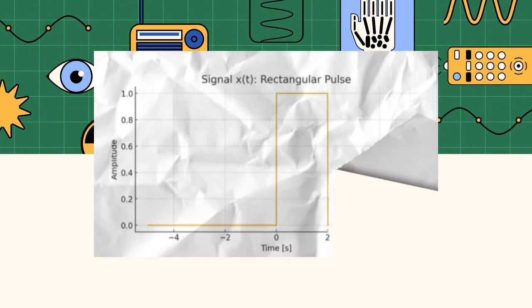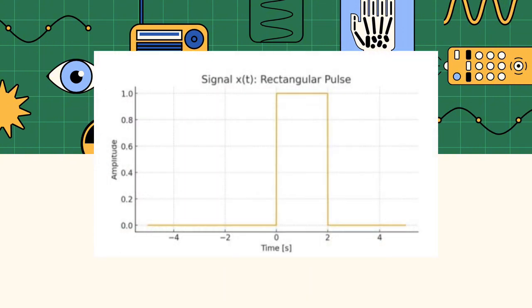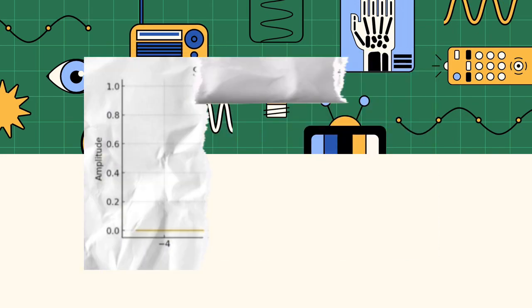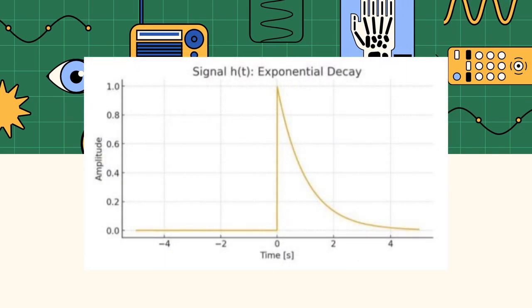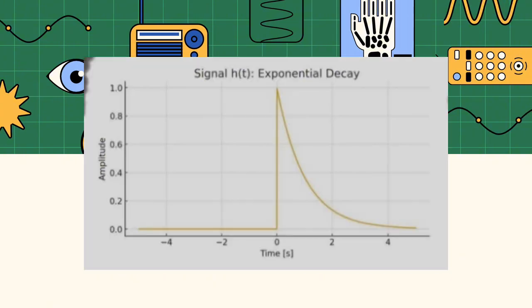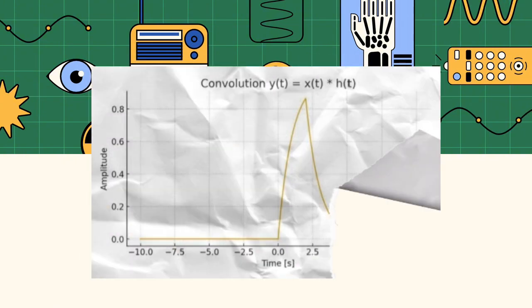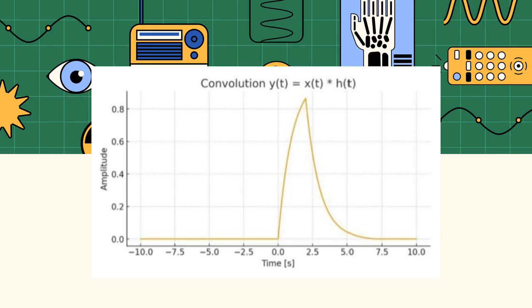In summary, this code defines a rectangular input signal, defines a causal exponential impulse response, computes their convolution, and visualizes x of t, h of t, and y of t. This simulation helps us understand how linear time invariant systems respond to inputs using convolution.